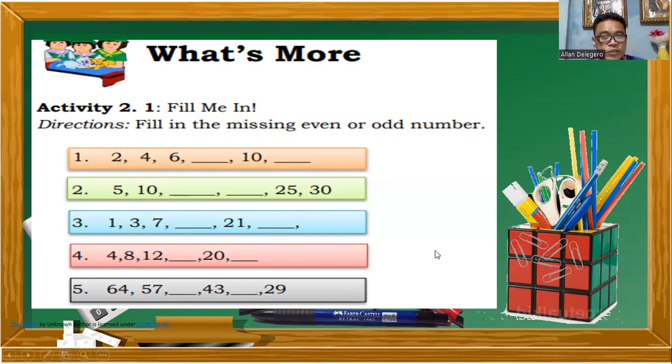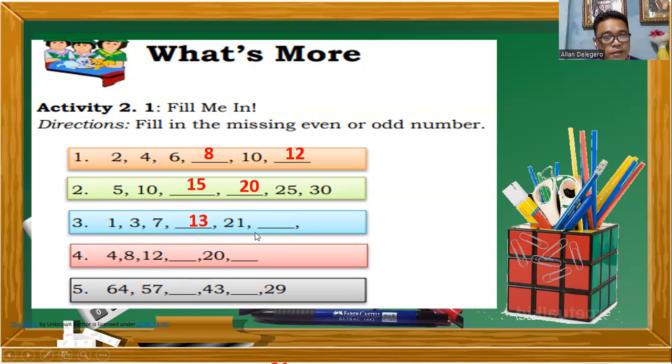Okay, let's check your answers. For number 1, the missing terms are 8 and 12. So multiples of 2: 2, 4, 6, 8, 10, 12. For number 2, the missing terms are 15 and 20: 5, 10, 15, 20, 25, 30. Multiples of 5.